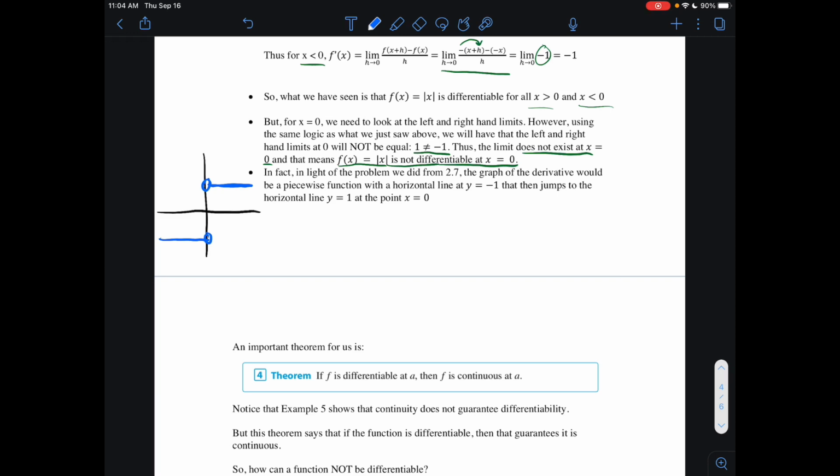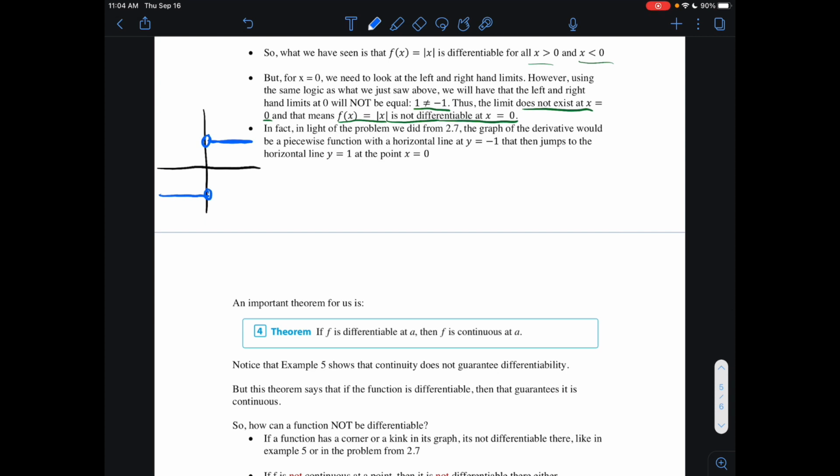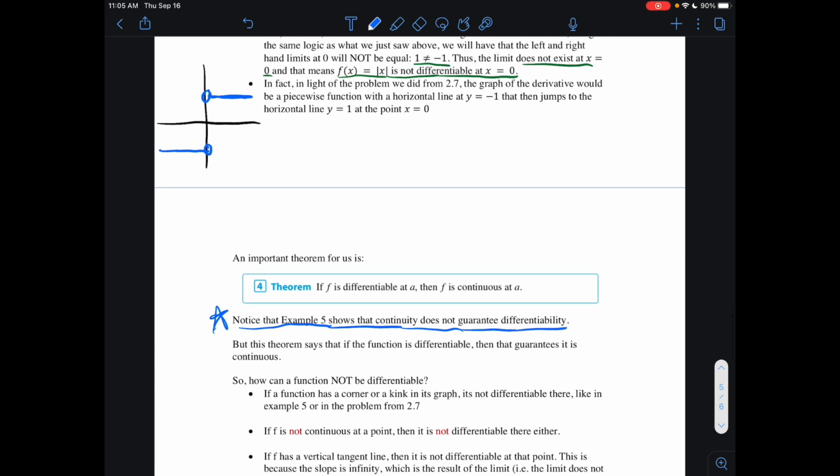Okay, to follow up from this, there is a way to make a statement about differentiability and continuity, and it is this theorem. If f is differentiable at a point A, then that will guarantee that f is continuous at A. And what I want us to notice is that example 5 shows us that the opposite is not true. If you have continuity, that does not guarantee differentiability. We saw that with the absolute value function. But the theorem that we have here says if the function is differentiable, then that does guarantee that it is continuous.